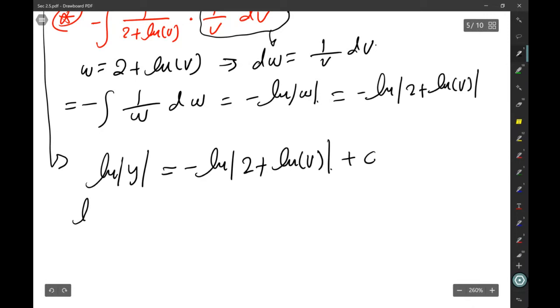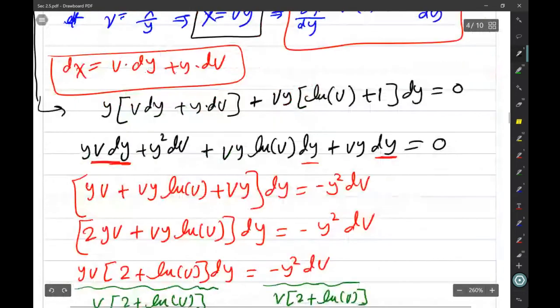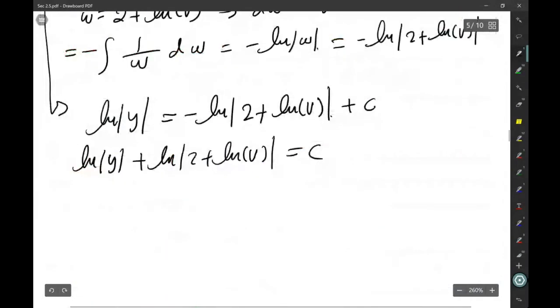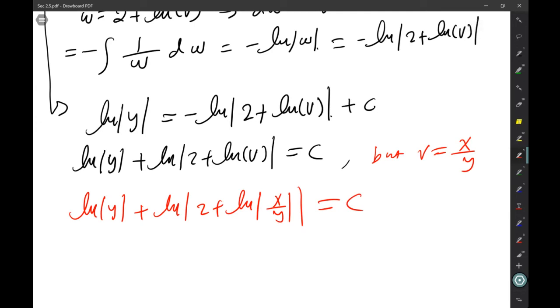And take this one to the right hand side, it becomes ln y plus ln of 2 plus ln LV is equal to the constant. Replace now V back. What was the value of V? It was x divided by y. So we have ln absolute y, of course, plus ln of 2 plus ln of x over y is equal to the constant.